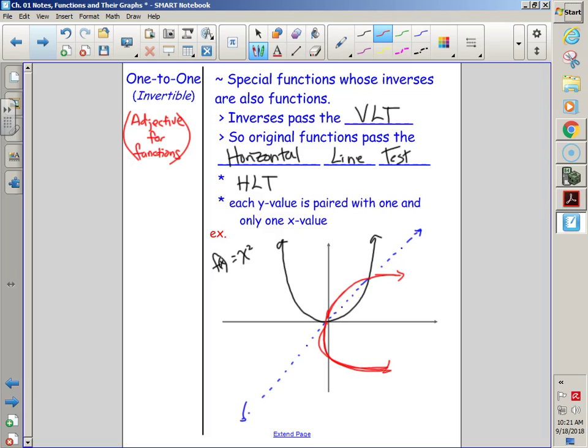What does it fail? The inverse fails the vertical line test. The inverse is not a function. And how could we have seen that in the original? The original fails the horizontal line test. So that's what's going on. It's saying you don't necessarily have to get a graph every single time. The original passed the vertical line test. He's a function, but he fails the horizontal, which means when you go to reflect, the inverse is going to fail. Now, here's the tricky thing.